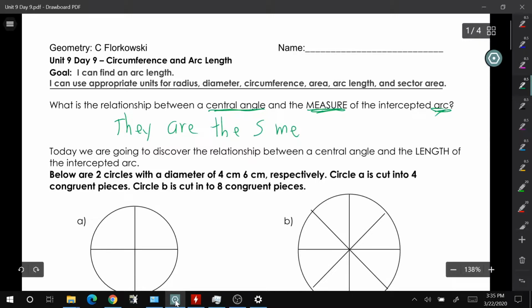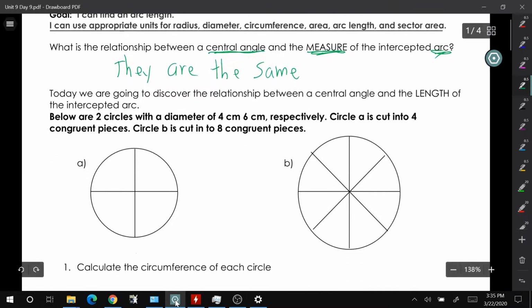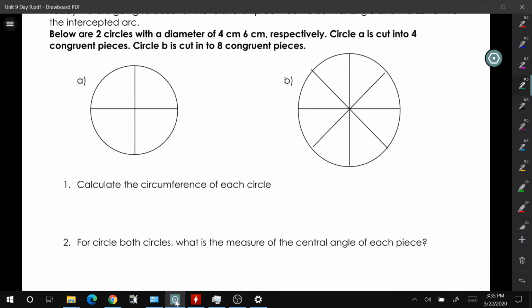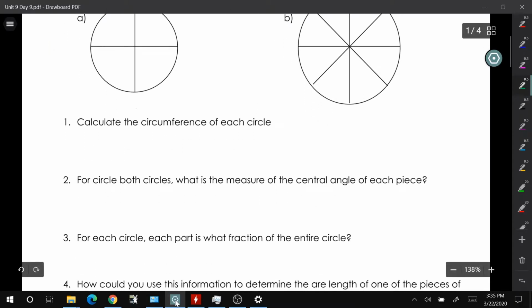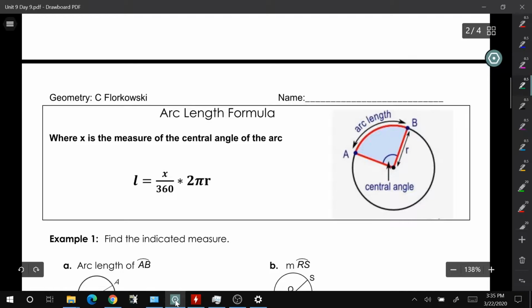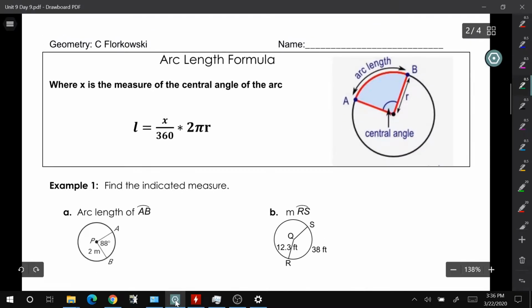So remember, central angle was that angle that had the center as a vertex, and that was the same measure as the arc. Now this stuff down here, if we were doing this in class, I would have you guys work through this to kind of think about the formula, but that's kind of hard to do in this video. So we're just going to go right down here to talk about the actual formula, and we're going to spend some time here. So this is a formula for the arc length. And you may recognize that this part is the circumference.